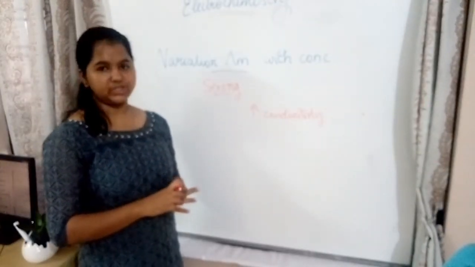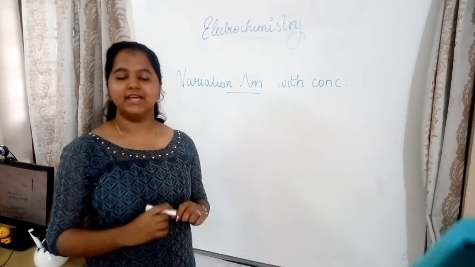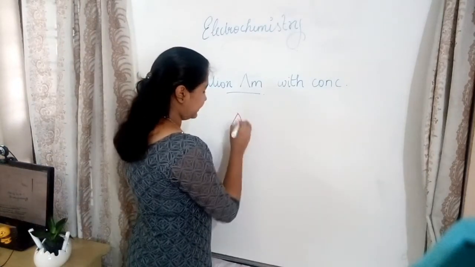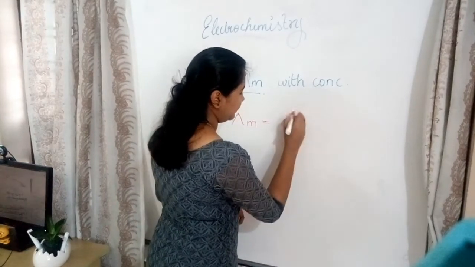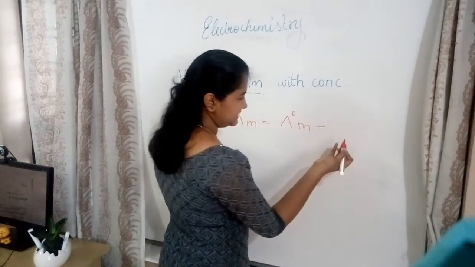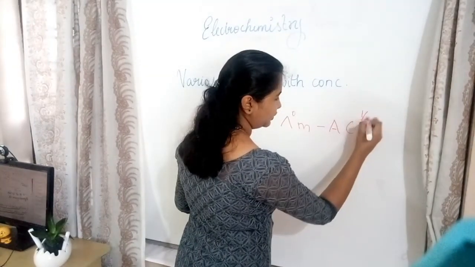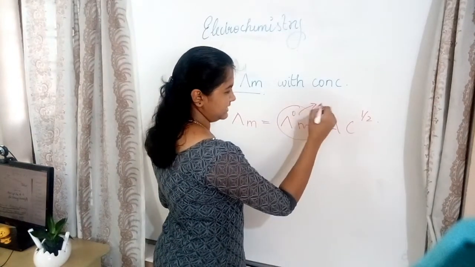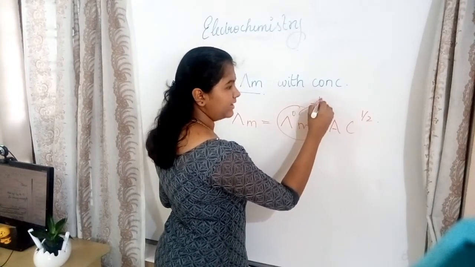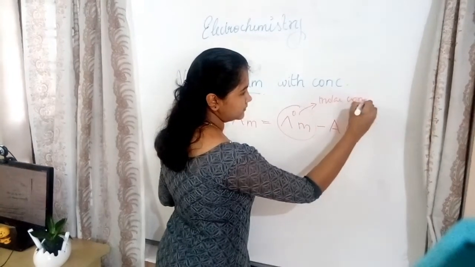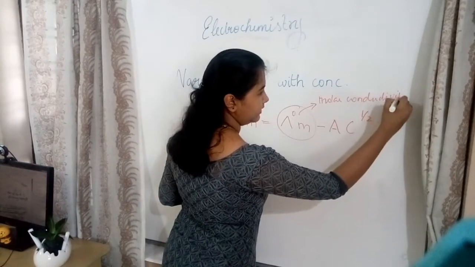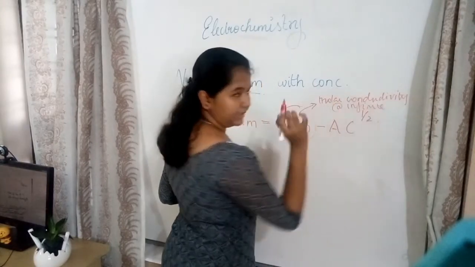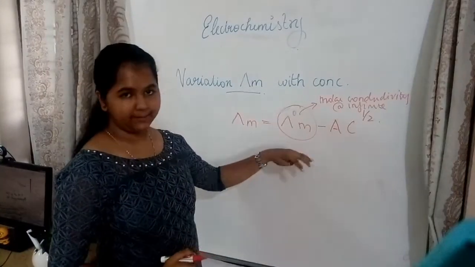Now we learn about an equation by Debye, Huckel and Onsager, called the Debye-Huckel-Onsager equation. We write it: molar conductance lambda m is equal to lambda 0 m minus a c raised to half. This is the equation. So what is lambda 0 m? That is the molar conductivity at infinite dilution.